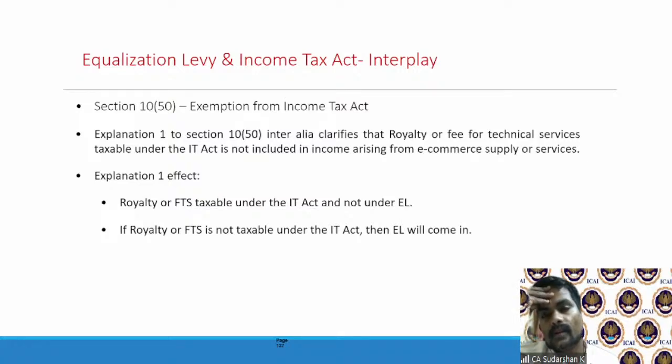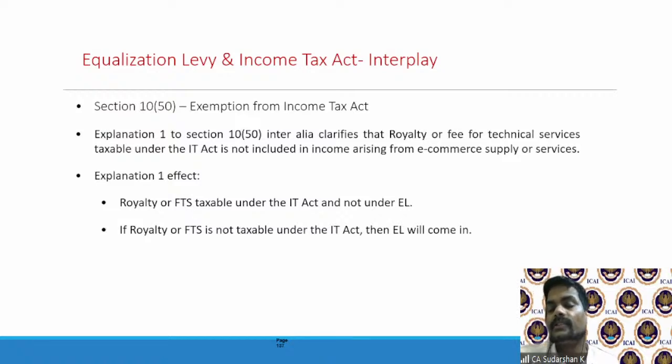So just to sum up again, Equalization Levy 1.0 is for online advertisement by non-residents, 6%, and the consideration has to be withheld, deducted by the resident service recipient.